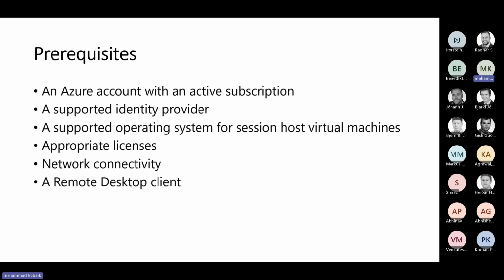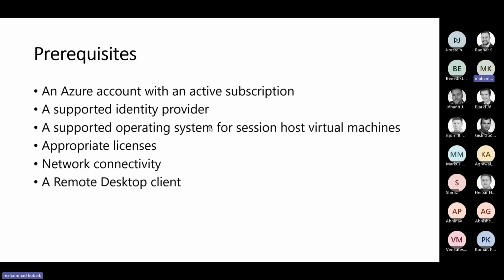Then the appropriate license, which I covered in the beginning. You may need E3, E5, A3, F1, F3, such licenses. And network connectivity: you need your VNet and your subnets, etc. And then the remote desktop client. As I told you, on the client side you have to install it, or you can use the HTML browser, or you can use iOS or Android, to access your VDI. So these are the high level prerequisites.